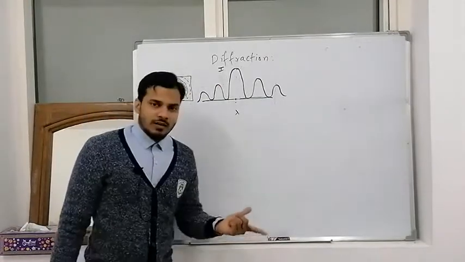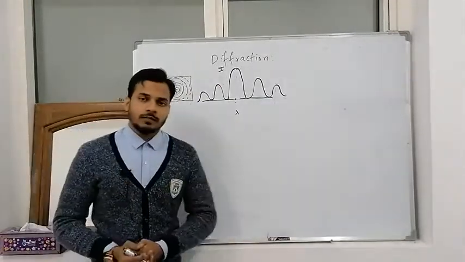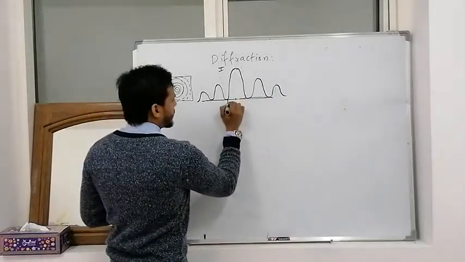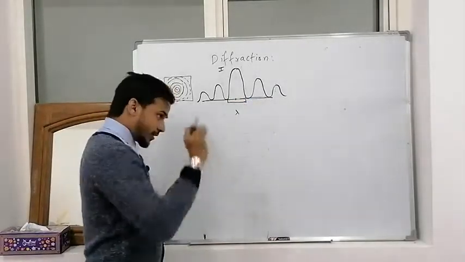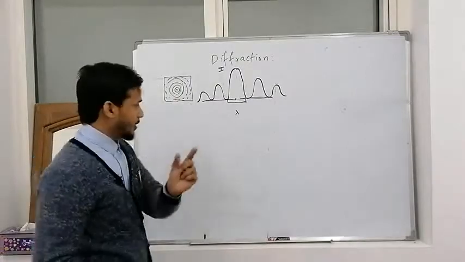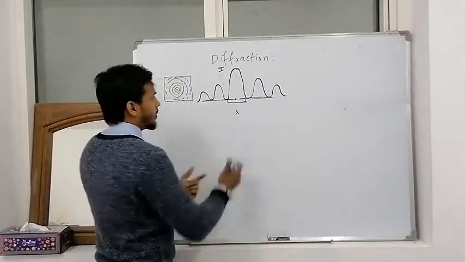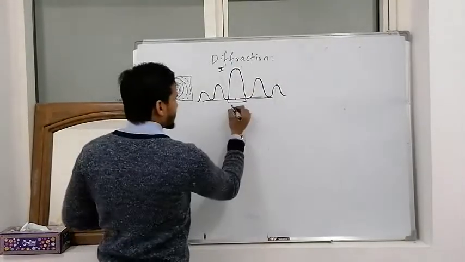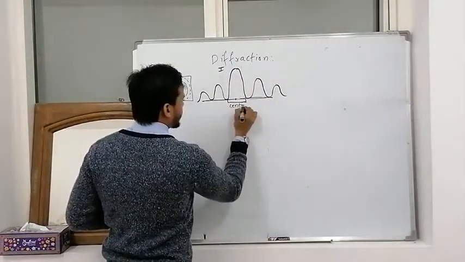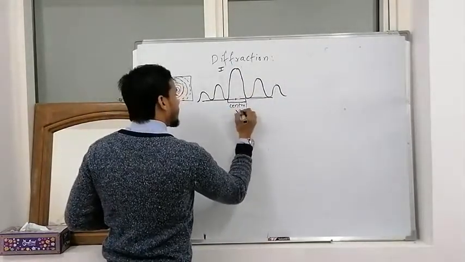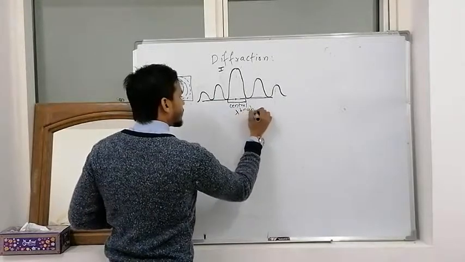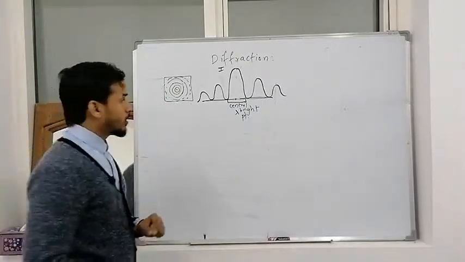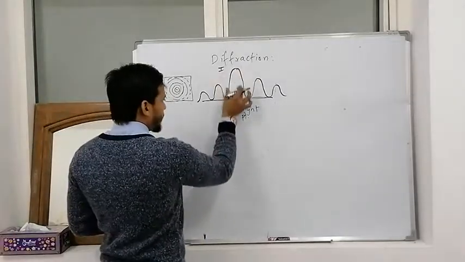Let's study this graph. What is this actually? This is the biggest band or biggest ring width. Okay, width, I'm talking about the width. Here the intensity is maximum. So this is the central bright point. What will we call it? Central bright point.